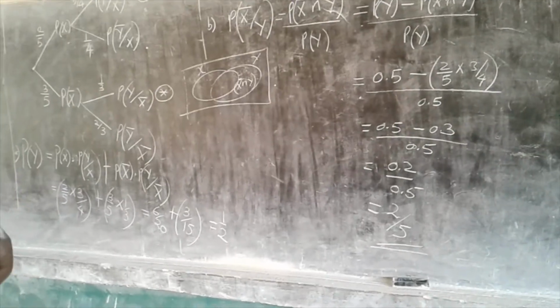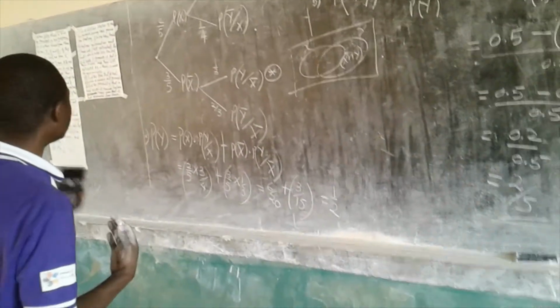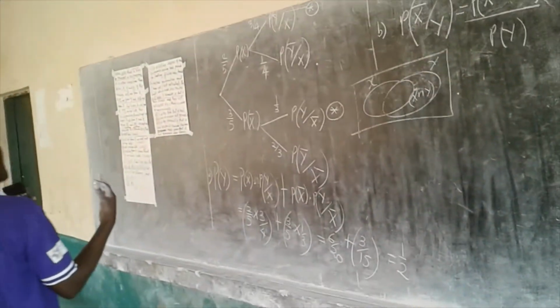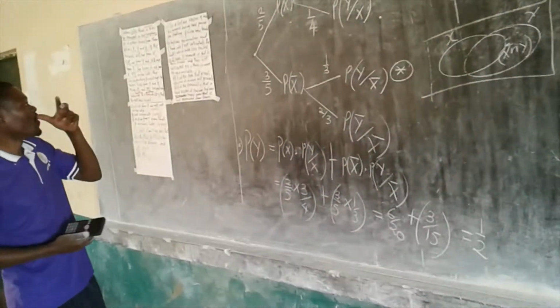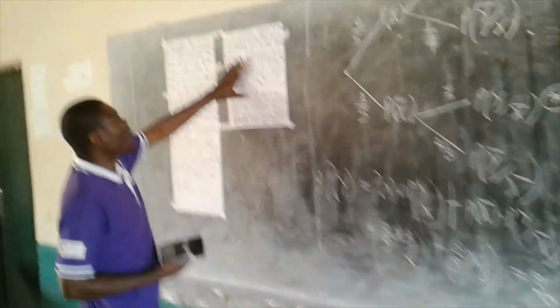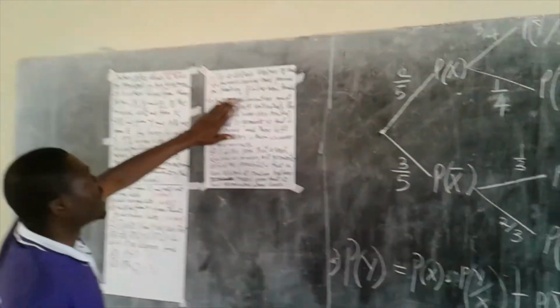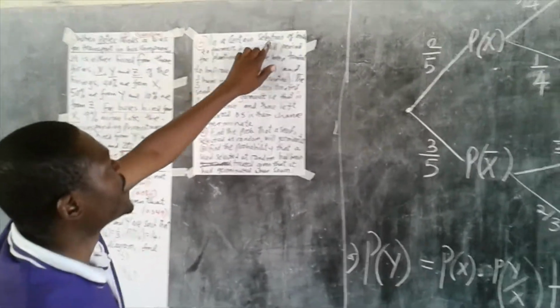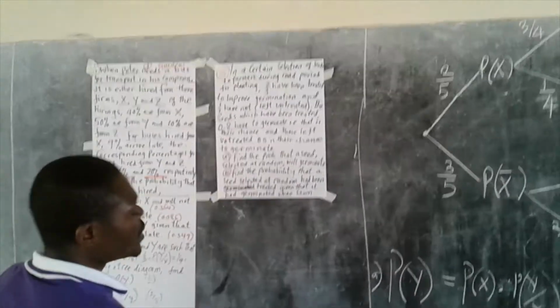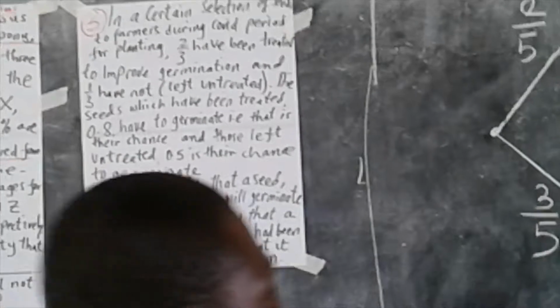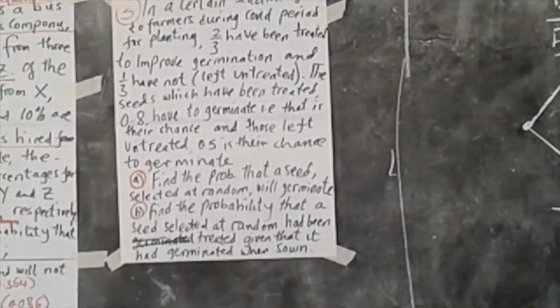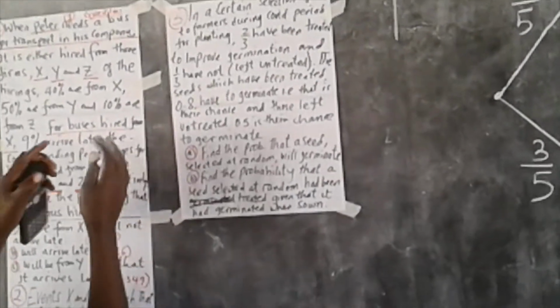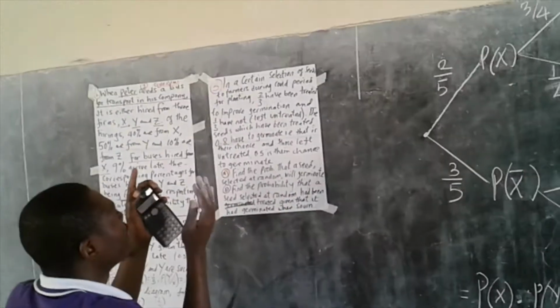So this is the simple way of expressing it, and that's how we can talk about our probability tree diagrams. And you can have the third question just interpreted, and you'll be able to try it out. As question 3, we have that in a certain selection of seeds to farmers during this period of COVID, 2/3 have been treated to improve germination, and 1/3 have been left untreated. Meaning that before these seeds are to be planted, they have to be treated.